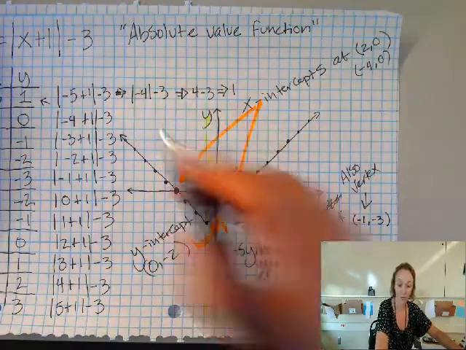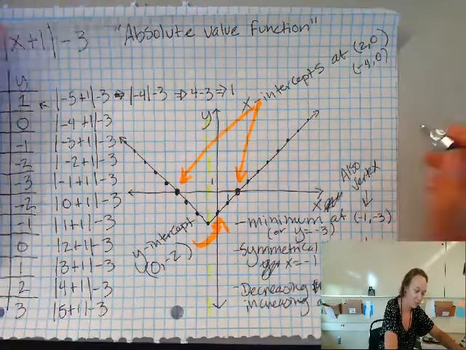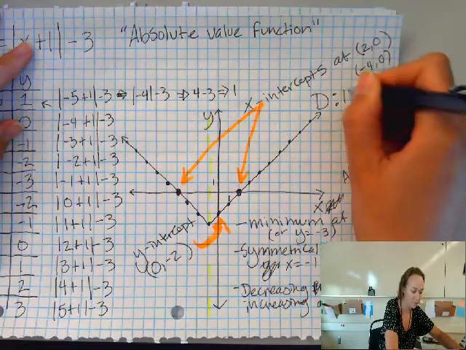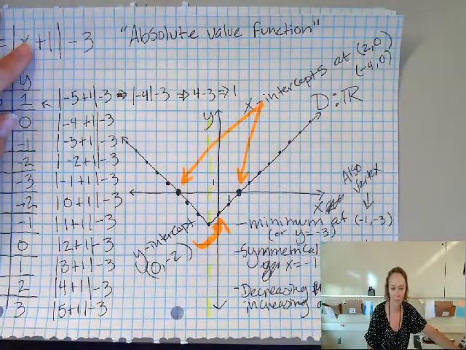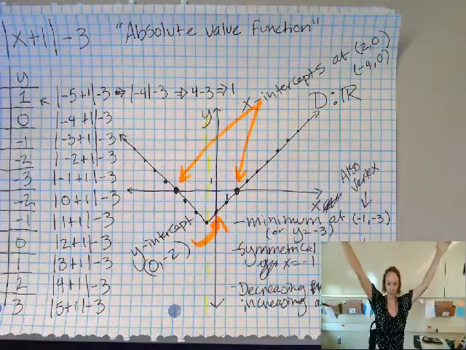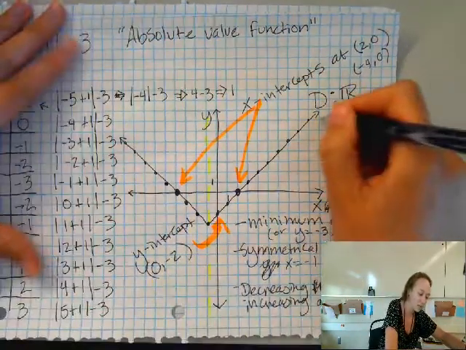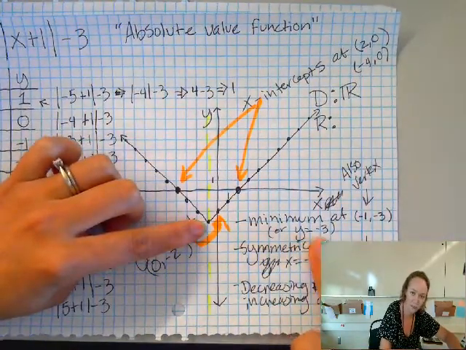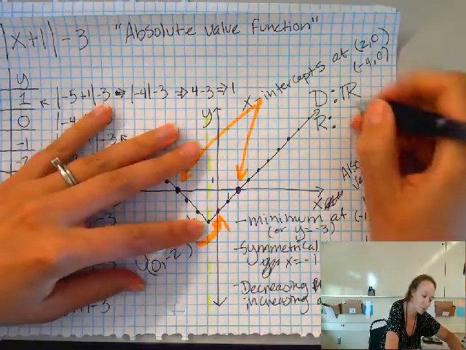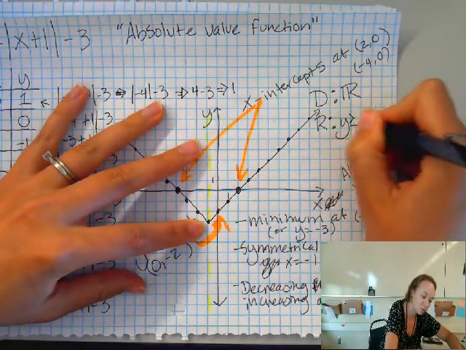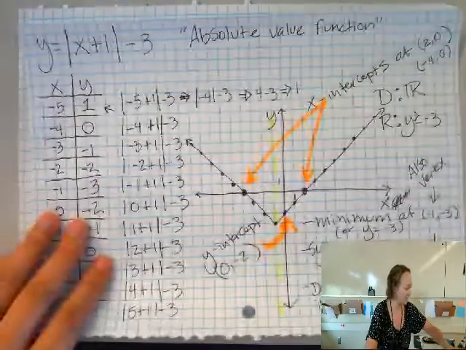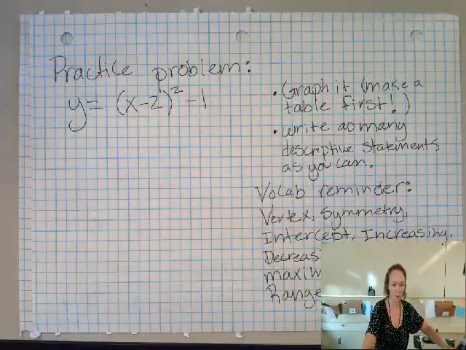And then we should also practice writing our domain and range. So the domain for this one is going to be all real numbers, because any x value is going to work. It's going to continue out forever. And the range for this one, that minimum is y equals -3. So the range is y must be greater than or equal to -3.